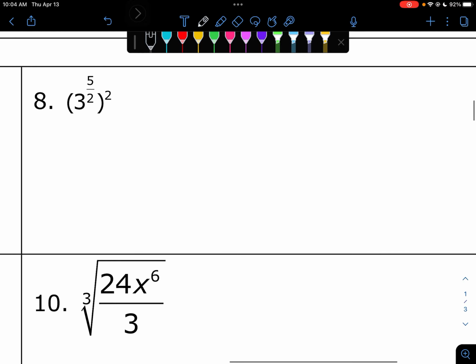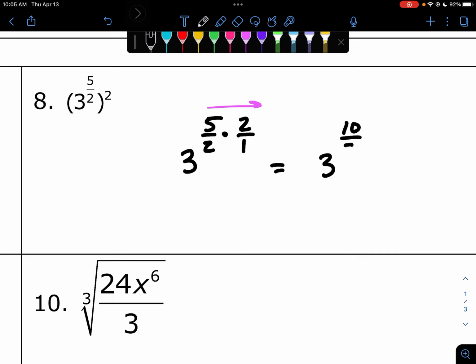Let's take a look here. So here, am I going to multiply or am I going to add? I'm going to multiply here. So I have 3 to the 5/2 times 2. The reason why I left this little gap right here is because what's the denominator in that 2? Well, it's just a 1. And when I'm multiplying fractions, I don't need a common denominator. I just multiply across. So I get 3 to the 10 over 2.